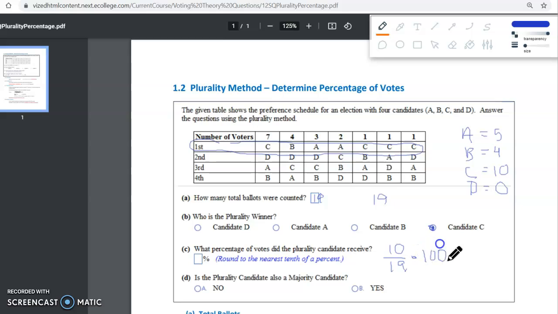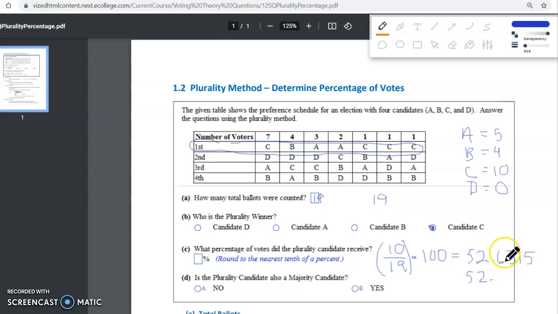And of course, you can put this in your calculator to get that amount. Be careful when you put it into your calculator, because you do want to put this in parentheses like that. Otherwise, you may end up with the wrong answer. But I get 52.6315, and my decimals keep going on. However, since we have to round this to the nearest tenth, we're going to round it to 52 point.